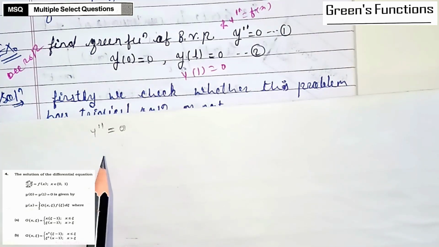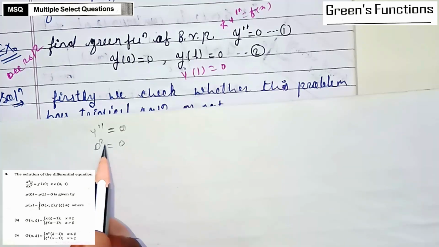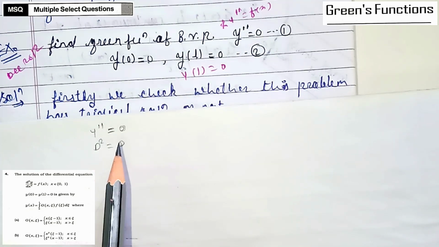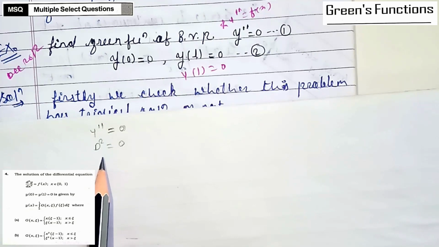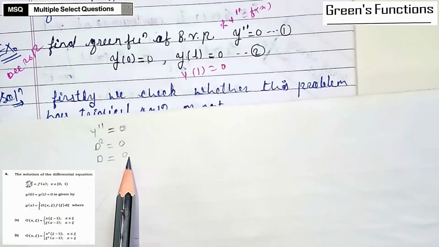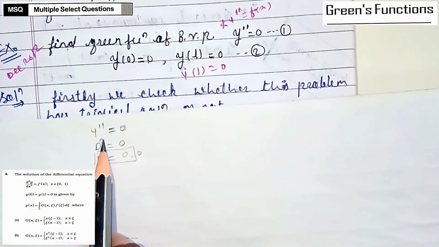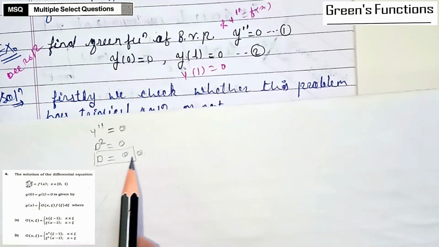So y double dash is 0, which means we take D square equal to 0, that is, m square equal to 0, because first of all we have to find the roots of our boundary value problem. Once we get the roots, we find the solution. D square is 0, so D is 0 and 0, because we have a power of two. That's why we are getting two roots: D equal to 0 and 0.